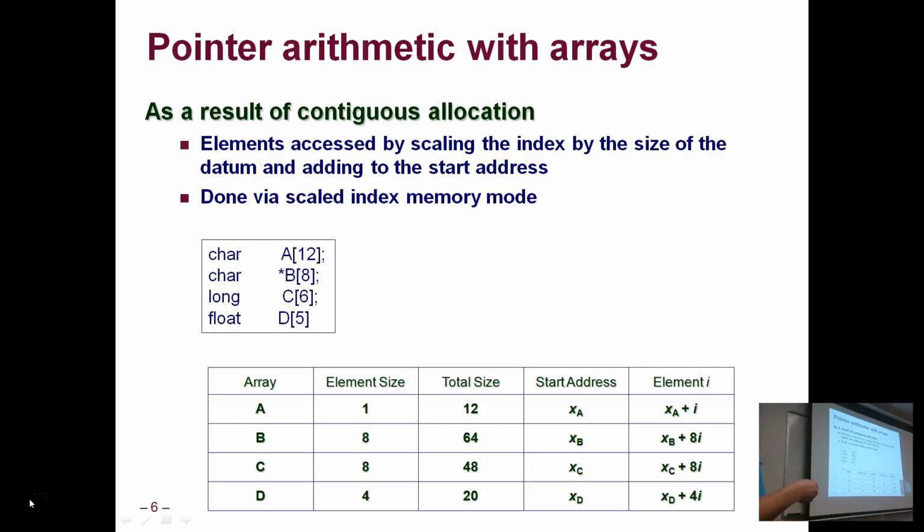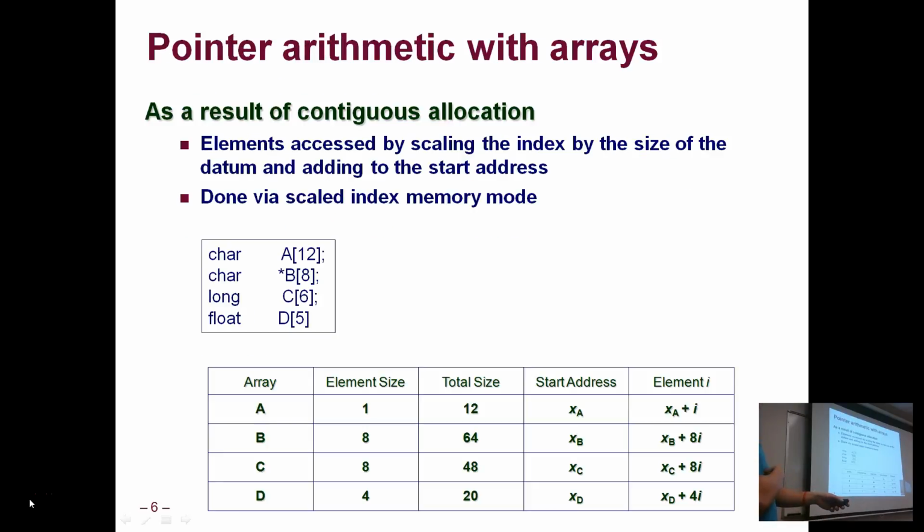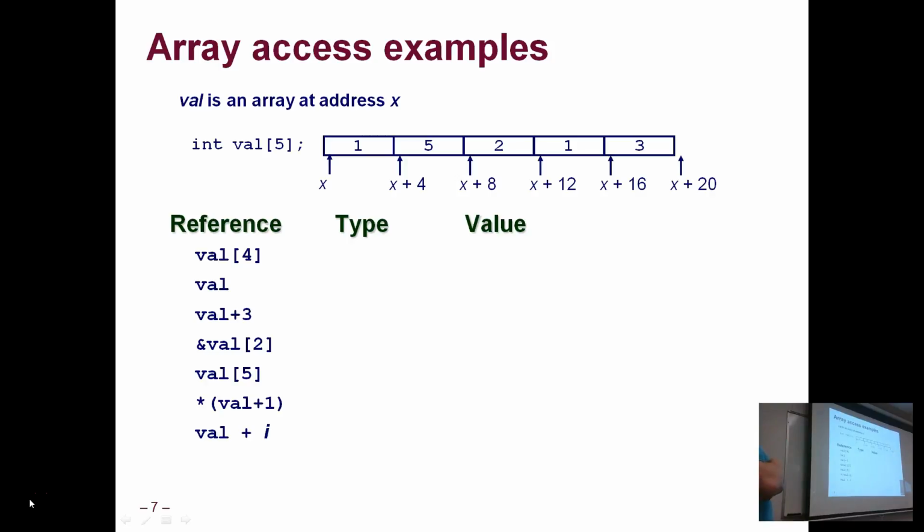For B, because these are pointers, each pointer is 8 bytes. So the total size of this array is the number of elements, 8, times the size of that element, and this is a pointer, so the size is 8 as well. Total size is 64. When you do B of I, you're going to the address x of B plus 8i. Does that all make sense? And so on. The long is element size 8, and the float is element size 4. The pointer is always 8 in x86-64. Yes. All right. 64 bits, 8 bits in a byte, so 8 bytes.